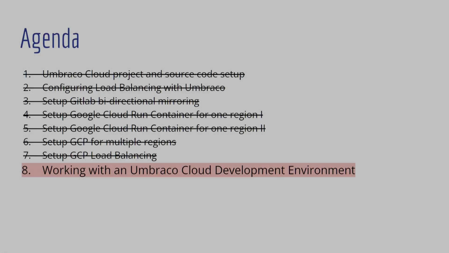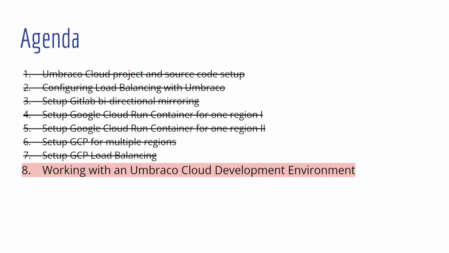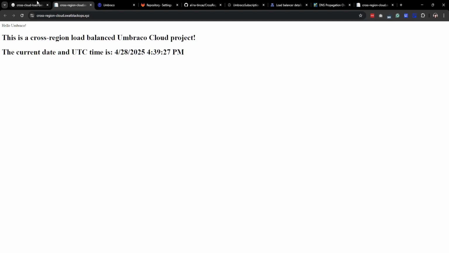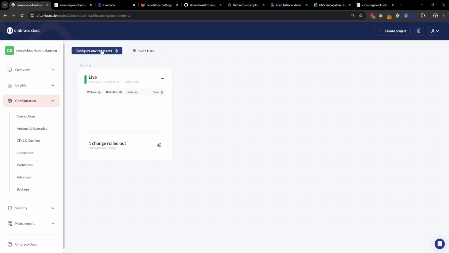In the previous video, we have set up Google Cloud Run load balancing. In this video, we are going to work with an Umbraco Cloud development environment, and we are also going to test out that the load balancing works. So let's get started. I will first start by creating a new environment.